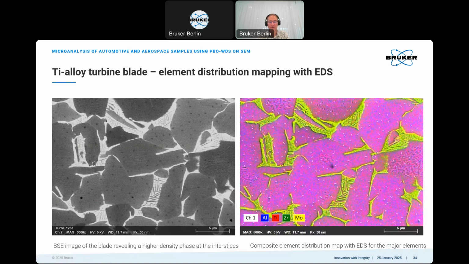Yeah, and now that we can well trust the identification of zircon and molybdenum, we can acquire nice mapping here by EDS, also on the right side, showing the grains are rich in aluminum and titanium in pinkish color, and showing the interstices, which are rich in zirconium and molybdenum in this light green color.